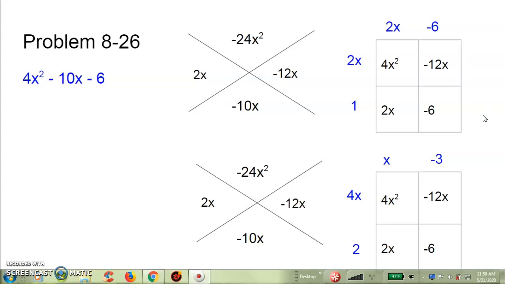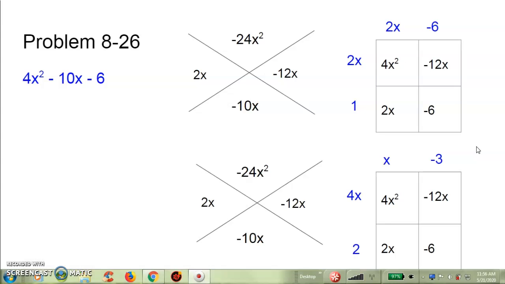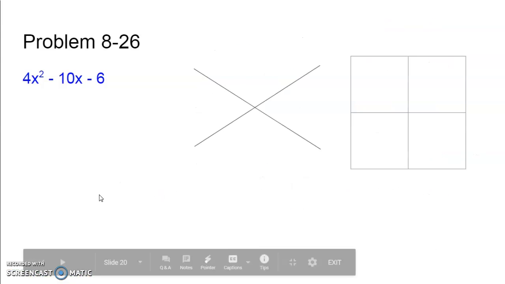Okay, so what you can see here is what happened when I figured out the factors of each side is that I got two different answers. I have 2x minus 6 times 2x plus 1 here, and then I have x minus 3 times 4x plus 2 down here. So both of those answers are correct, but remember I said I was going to introduce you to something called factoring completely. In this situation, neither of these is factored completely. I'll explain that in just a second.